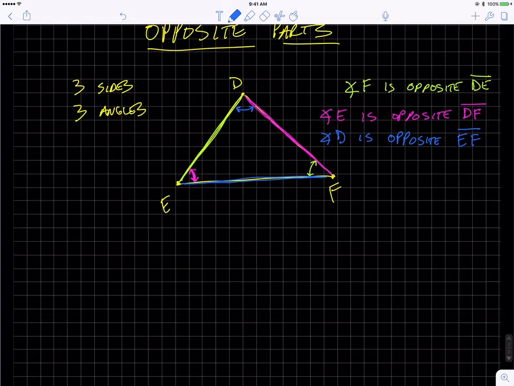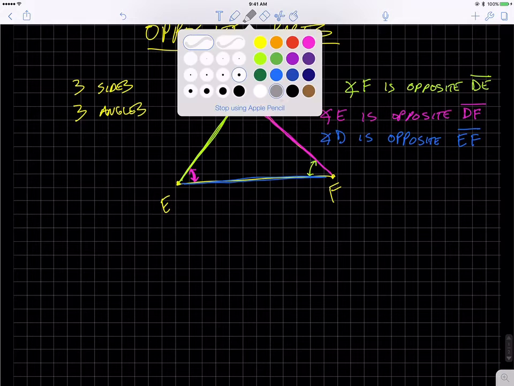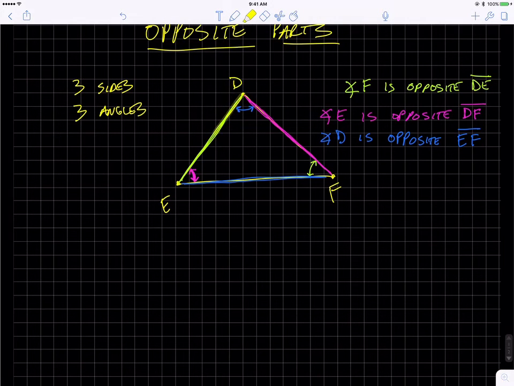I want to stress again, if you look at angle D, it is made up of these 2 sides. It's the angle included of those 2 sides. So the side opposite is the side that doesn't include it. So that's how you identify sides opposite of angles.